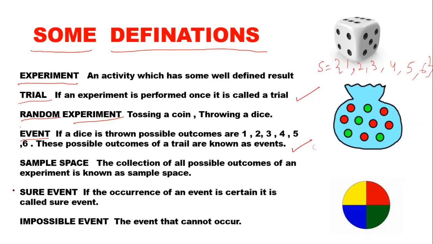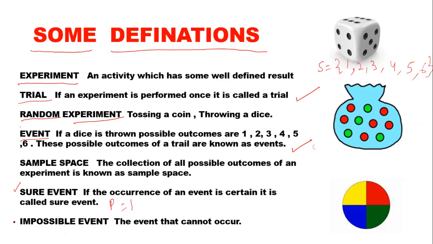Sure event. If we say, what is the probability of getting 1, 2, 3, 4, 5 and 6 on a die, we will say that is a sure event, because if we roll a die, some outcome among 1, 2, 3, 4, 5, 6 will definitely come. We have included all of them, so it is a sure event. The probability of a sure event is 1. Probability is equal to 1.